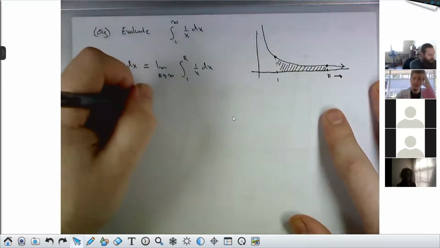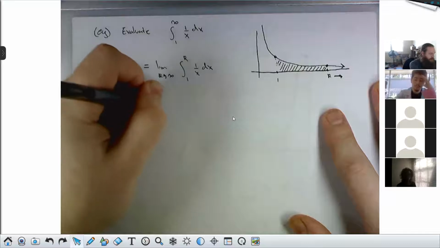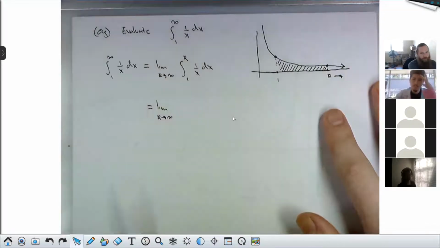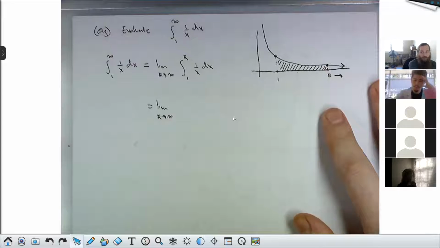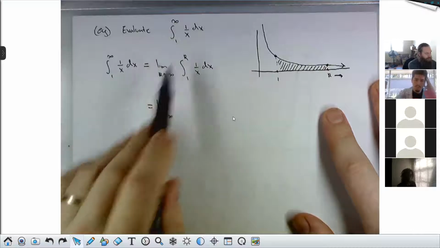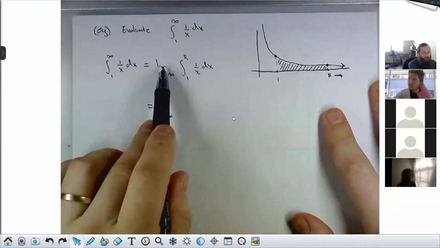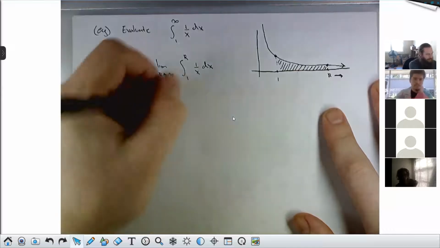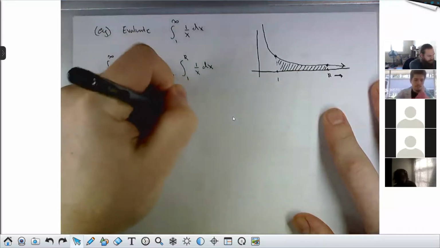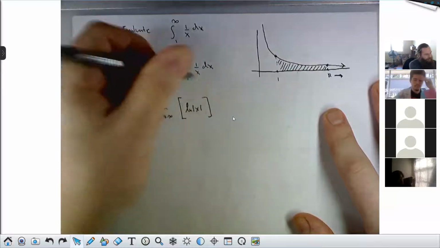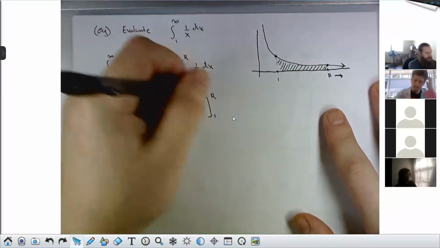So the integral of 1 over x is the natural log of x. Notice that I'm rewriting my limit every time. I'm being very careful with my notation. You also need to be very careful with your notation. Do not get sloppy on this. Don't keep writing infinities up here. You need to replace them by some finite variable and then have your limit as that variable goes to infinity. The integral of 1 over x is the natural log of the absolute value of x, and this gets evaluated from 1 to r.